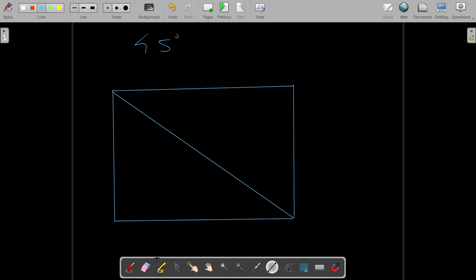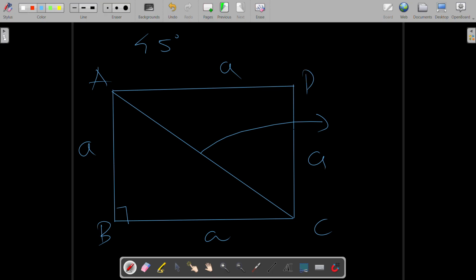So, say this square is of length A. This is 90 degrees. This is the diagonal. We know by the Pythagorean theorem the value of this hypotenuse of triangle ABC, or this diagonal AC, is root over A squared plus A squared, which equals A root 2. And by the previous theorem, these angles are 45 degrees.